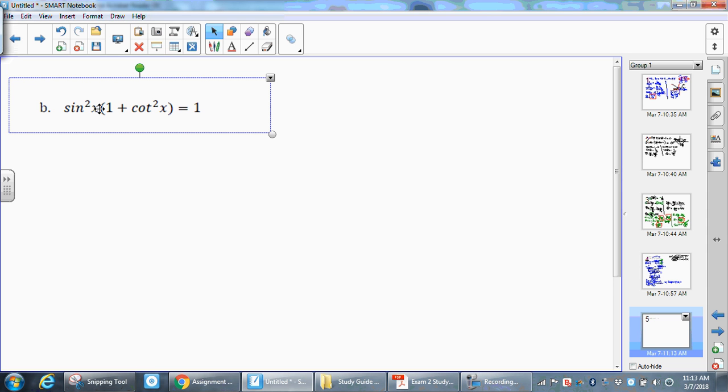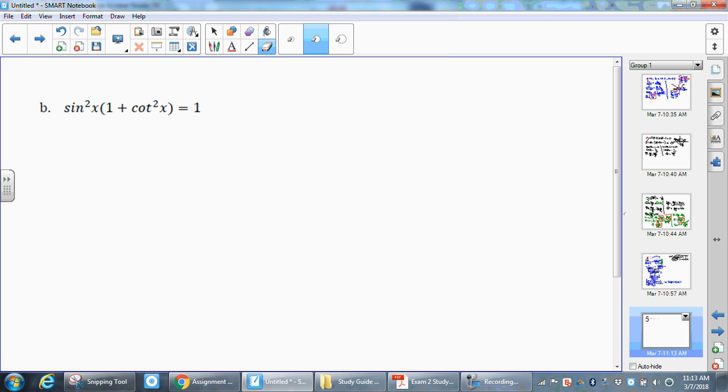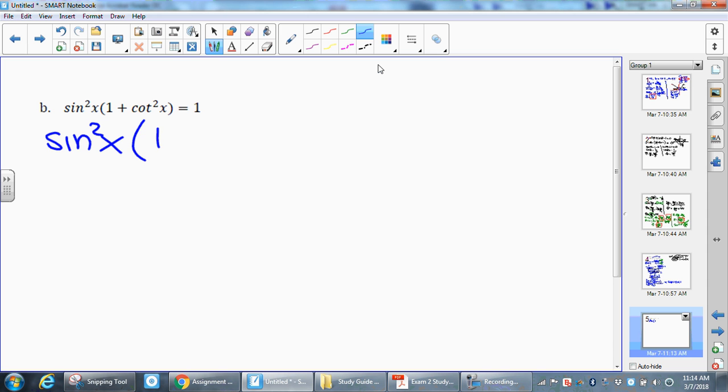Okay. Now this one is actually pretty fun. So you see we have a sine squared x, and then we have to prove that it is 1, right? So it's kind of weird. So let's start by rewriting what's in the parentheses. By the quotient identity, what is cotangent equivalent to? Very good. So just make them squared. So we're going to have cosine squared x over sine squared x.